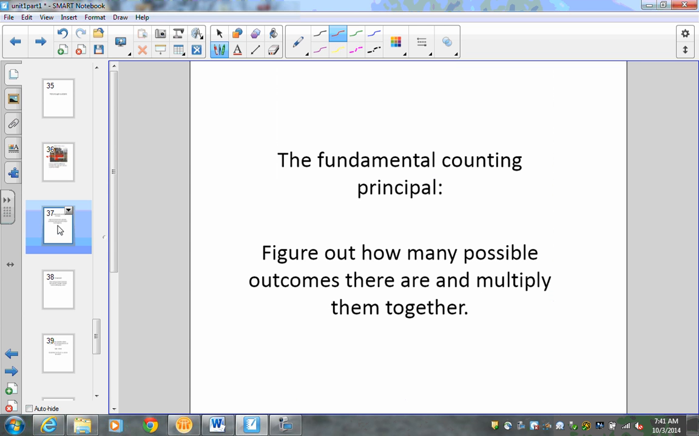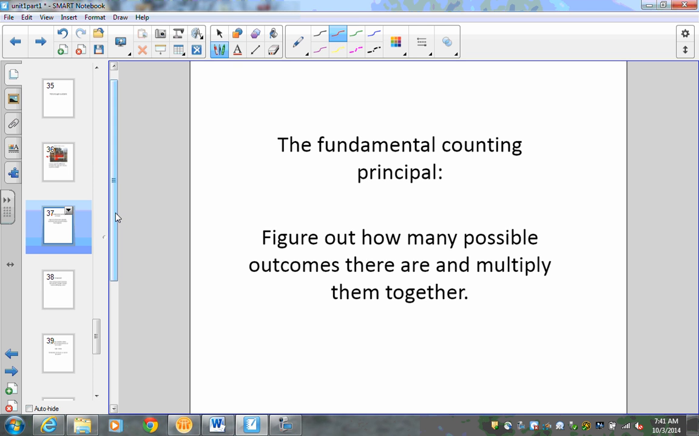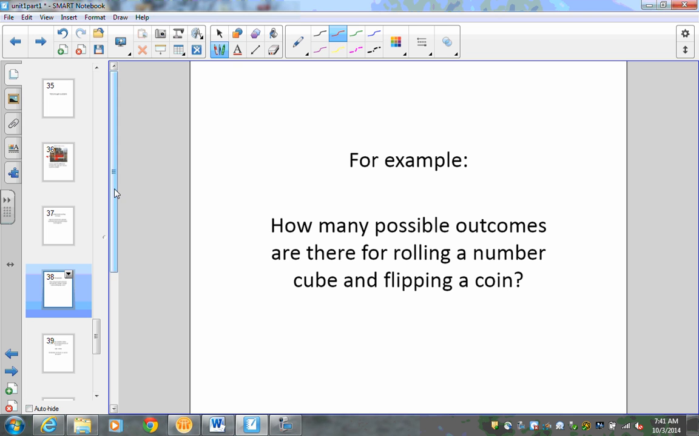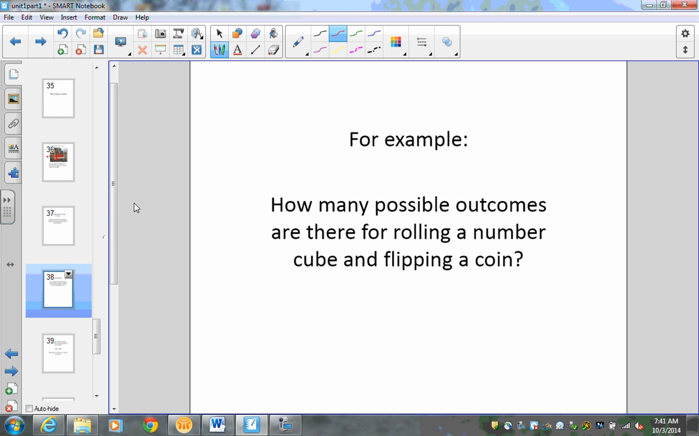The fundamental counting principle. In short, all you're doing is figuring out how many possible outcomes there are and then multiplying them together. Now this goes back into probability, which you've learned throughout all of high school. So let's start off with a simple question. How many possible outcomes are there for rolling a number cube and flipping a coin?